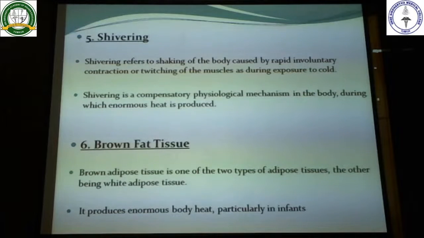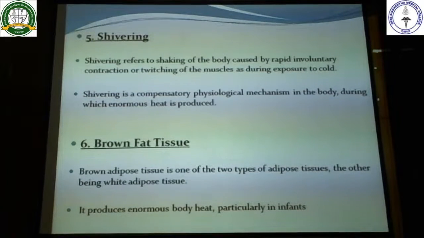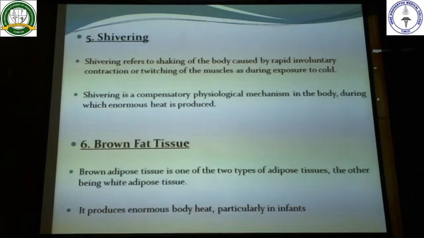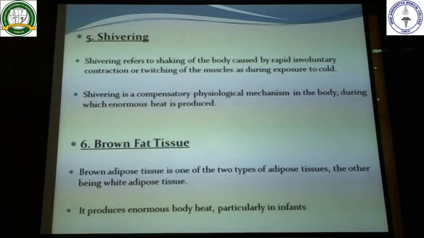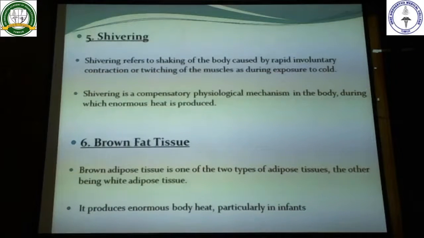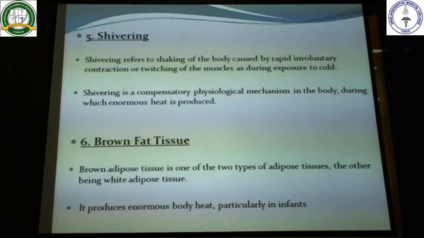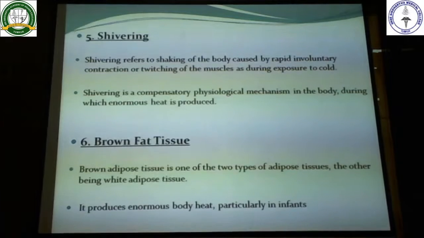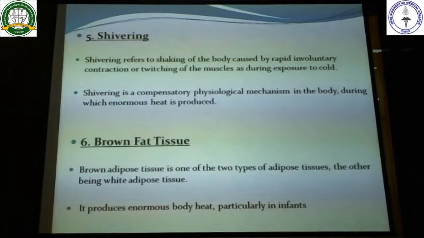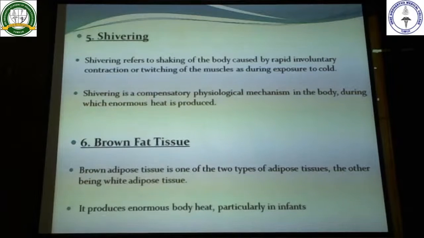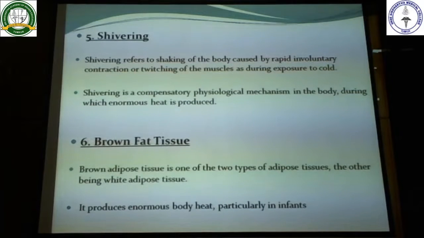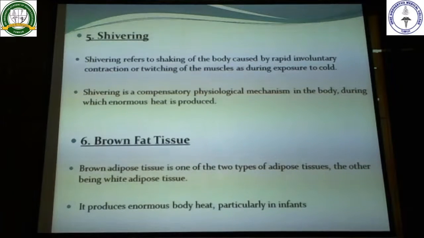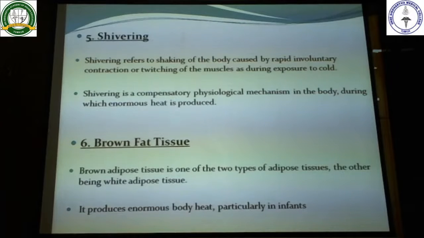Next factor, the next way which is responsible for heat production, is the brown fat tissue. This is more in small children, right? The neonates and the infants, you can say. So this plays a very important role. That's the reason why they are always warm. That keeps them warm, right? Because of the brown fat tissue. There is one more fat, that is white adipose tissue, which is adequate in all of us right now. This brown fat produces enormous body heat, and it helps in keeping the body warm in the case of infants and neonates, right?